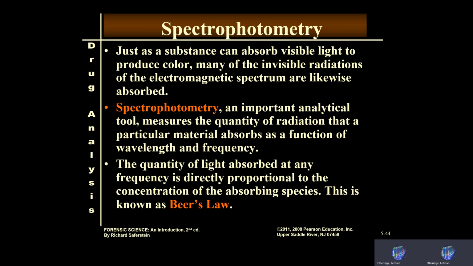The quantity of light that's going to be absorbed at any frequency is directly proportional to the concentration of the absorbing species. This is known as Beer's law, okay? We're not going to get too much into the chemistry side of things. I just want you to have a basic knowledge and set some of the definitions at your disposal.